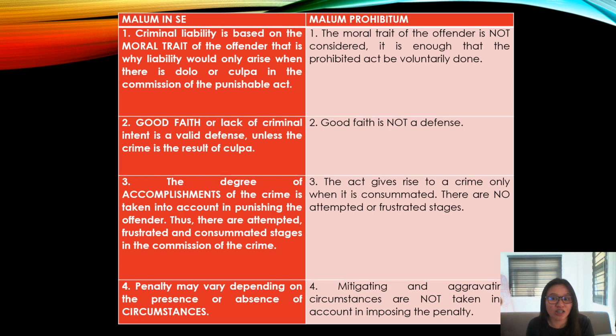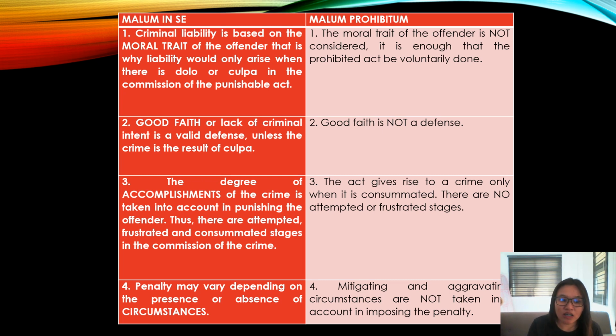Hindi yan kinokonsider. Next, good faith in malum in se or lack of criminal intent is a valid defense unless the crime is the result of culpa. Sa kabila naman, good faith is not a defense. Okay? So, makikita niyo na kung anong pagkakaiba dyan. Then, next, number 3, the degree of accomplishment of the crime is taken into account in punishing the offender. Thus, there are attempted, frustrated, and consummated stages in the commission of the crime. Yes. Okay? We have attempted.